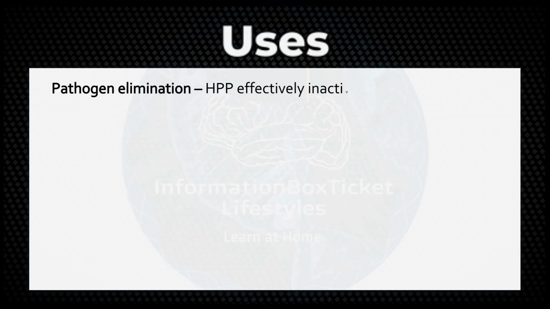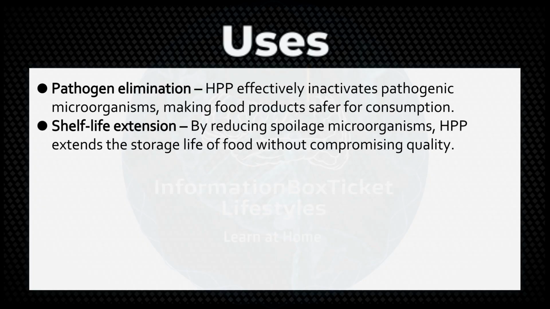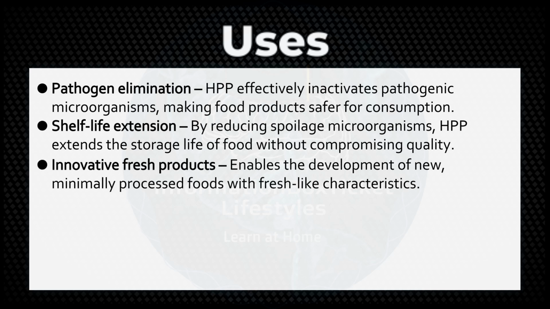Uses of high-pressure processing. Pathogen elimination. High-pressure processing effectively inactivates pathogenic microorganisms, making food products safer for consumption. Shelf life extension. By reducing spoilage microorganisms, high-pressure processing extends the storage life of food without compromising quality. Innovative fresh products. Enables the development of new, minimally processed foods with fresh-like characteristics.